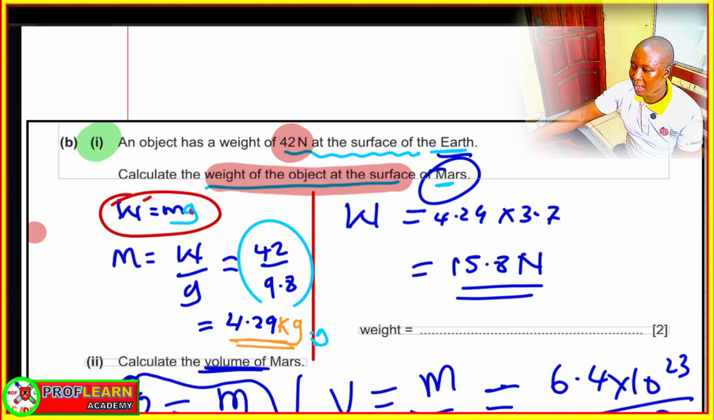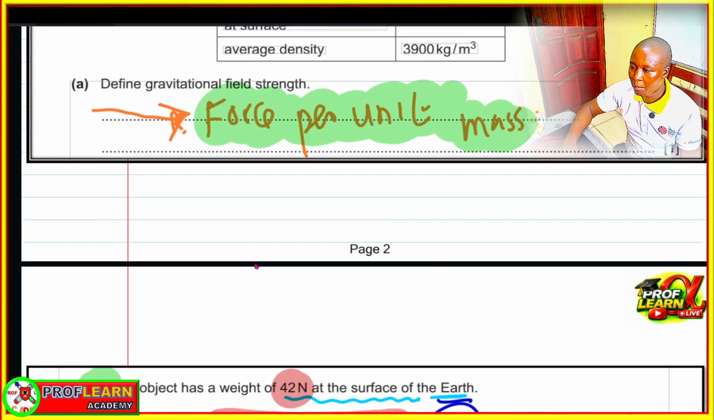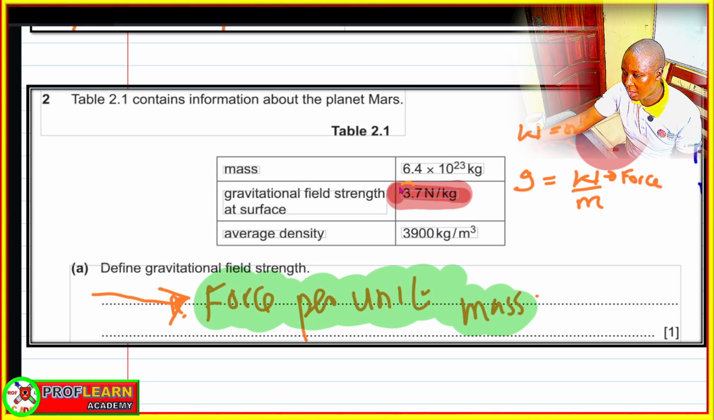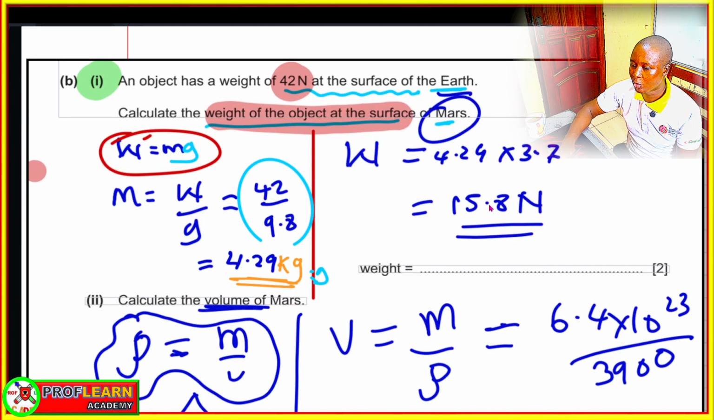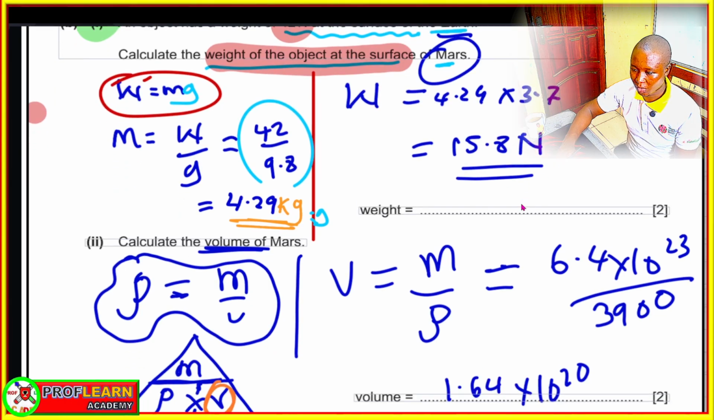And for us to work out weight, we're going to say weight is mass times gravity. But for planet Mars, gravity is 3.7 newtons per kilogram. So that's what we're going to use here, 0.429 times that, and that's going to be 1.58 newtons.